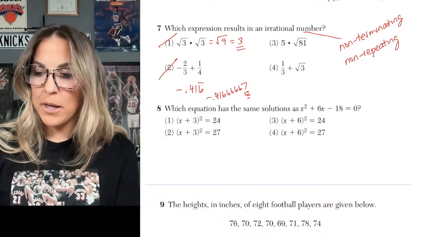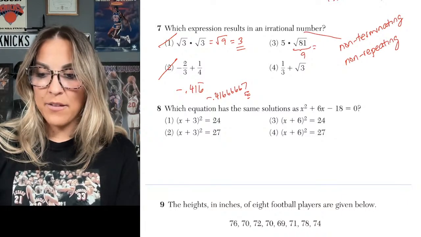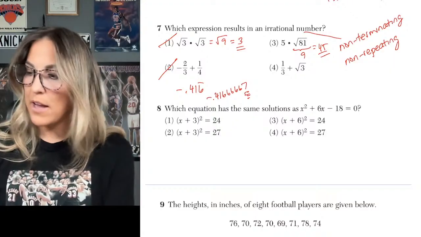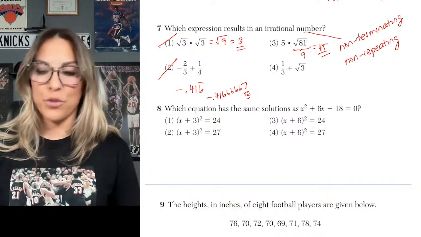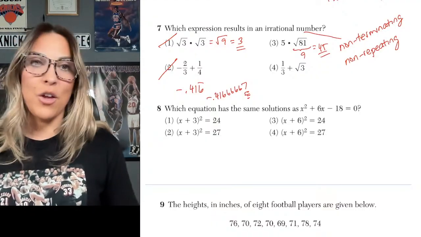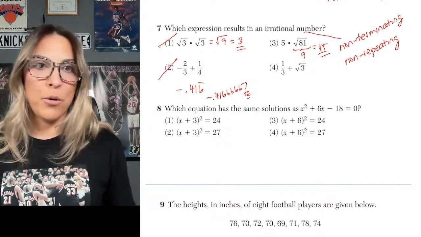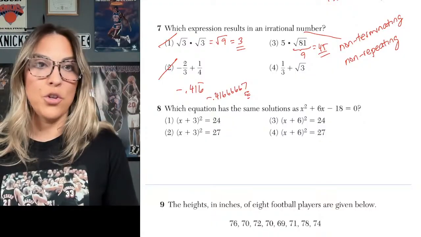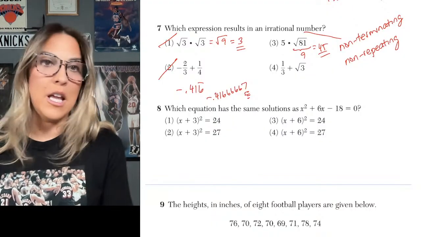All right, choice number 3, the square root of 81 is 9, and 9 times 5 is 45. So we have another whole number here, so that is also a rational number. And lastly, we have 1/3 plus square root of 3. The hint here that you really can know right away that this is going to be irrational is because 3 is not a perfect square. Whenever you take the square root of a non-perfect square, you get an irrational number. And then adding 1/3 to it is still going to keep it irrational.